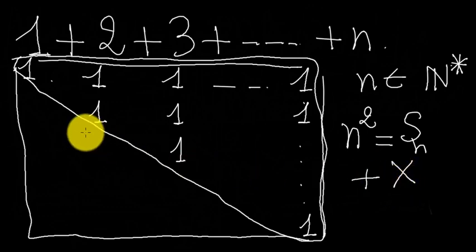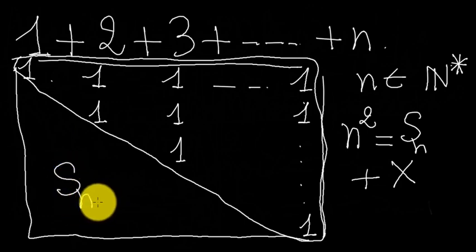We're gonna notice Sn plus a certain x, which is the missing area. So the missing area is the opposite triangle to our first triangle, whose sum is Sn. And this opposite triangle is nothing but Sn minus 1.